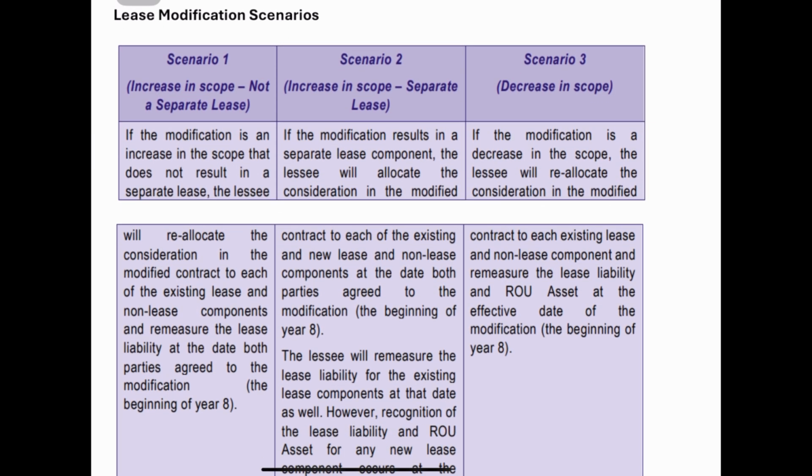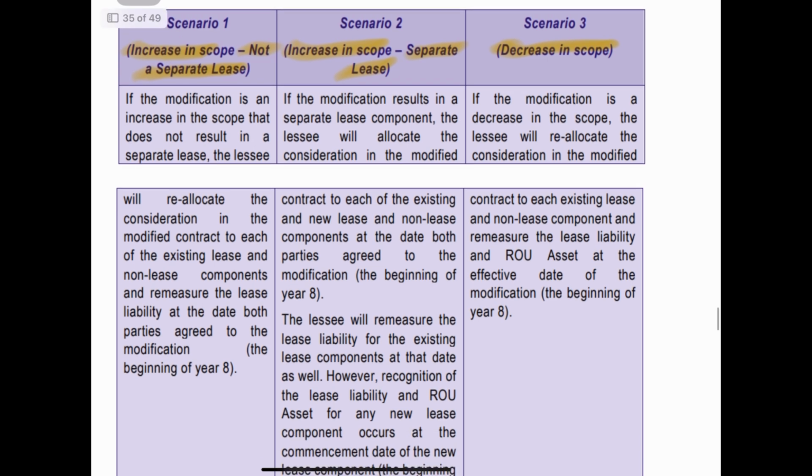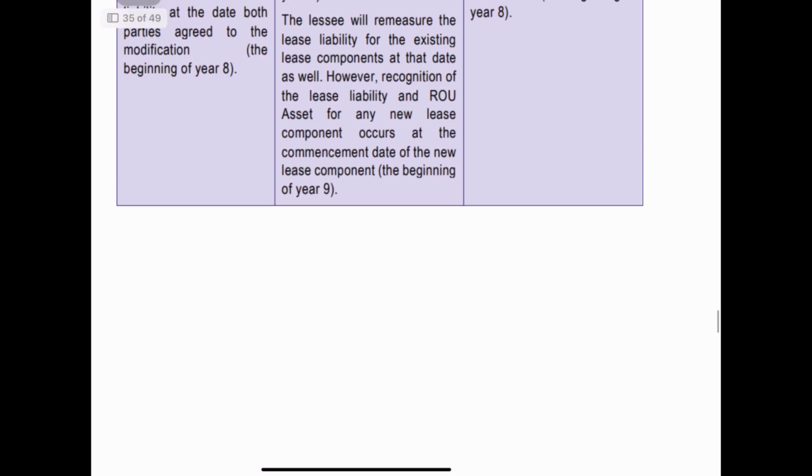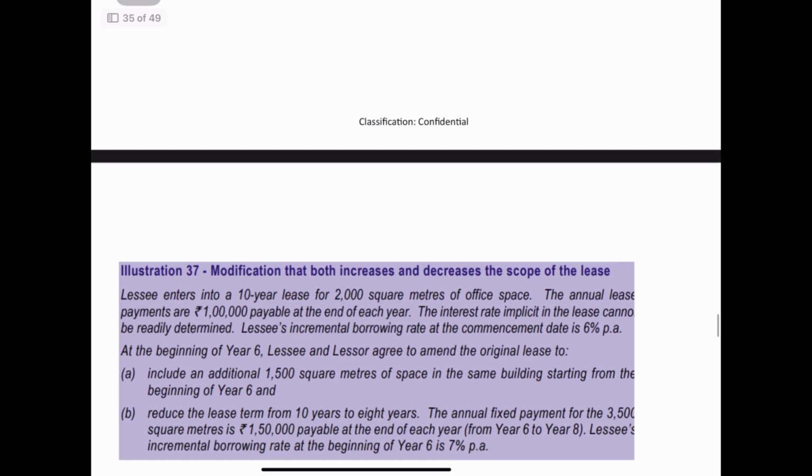Okay, so we'll go through a few more scenarios on lease modifications. So the lease can be modified in three ways. One, there is an increase in scope but not a separate lease. So within the same lease agreement there is an increase in scope. Second, there is an increase in scope but a separate lease is entered. And third is a decrease in scope. So all these three could be possible. Okay, we'll go through a few examples in each scenario.